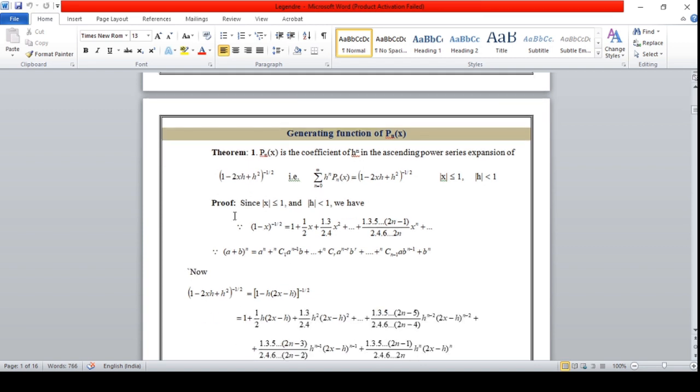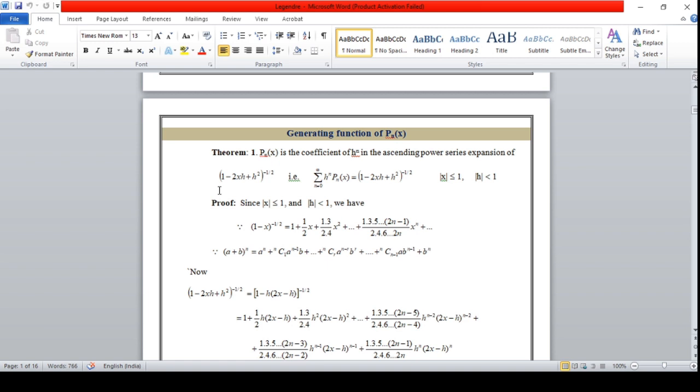Now the generating function of Pn(x). In this theorem, Pn(x) is the coefficient of h raised to the power n in the ascending power series expansion of (1 minus 2xh plus h square) raised to the power minus 1 by 2. The algebraic representation is the sum over n equal to 0 to infinity of h raised to the power n Pn is equal to (1 minus 2xh plus h square) raised to the power minus 1 by 2. x is positive, h is positive.